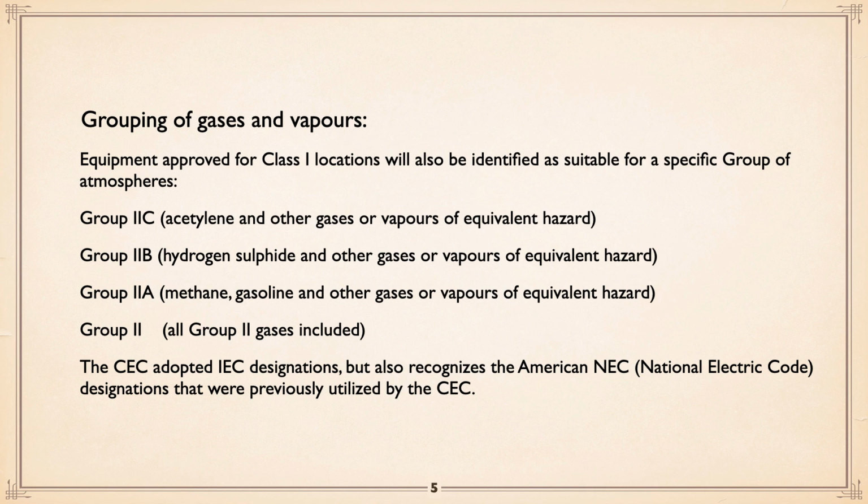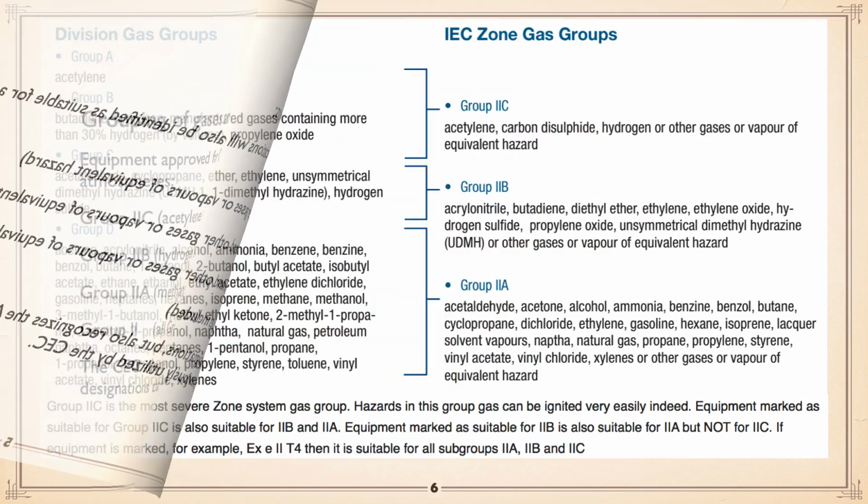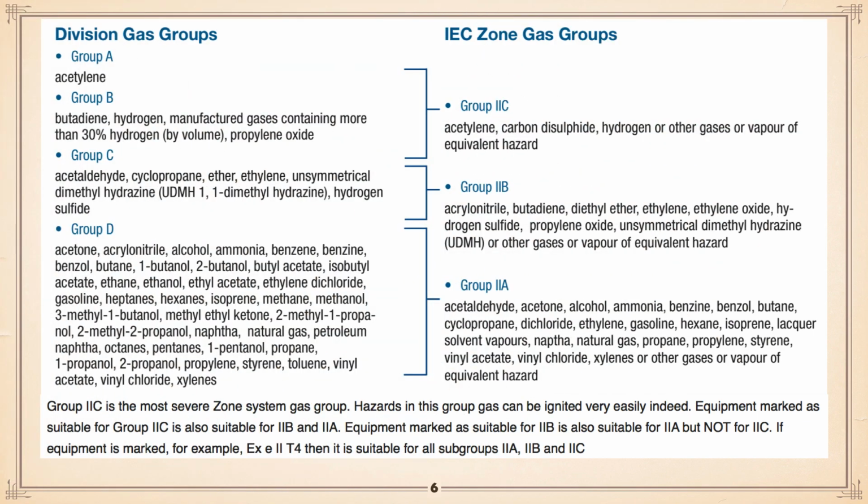The Canadian Electrical Code adopted IEC, but also recommends the American National Electrical Code designations, which were previously used under the Canadian Electrical Code. We do try to stay in touch with the Americans. Okay, in step. Now, the division groups that we have in the States, versus the IEC groups. Group A and B basically is group 2C under IEC. Group C is now group 2B, and group D, group 2A.